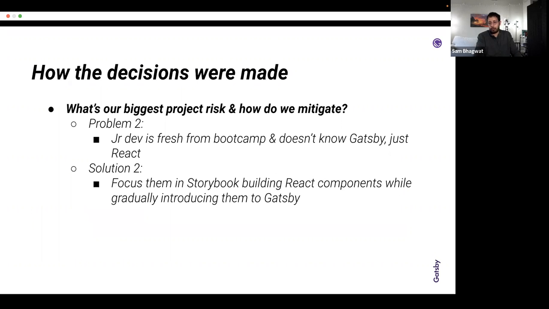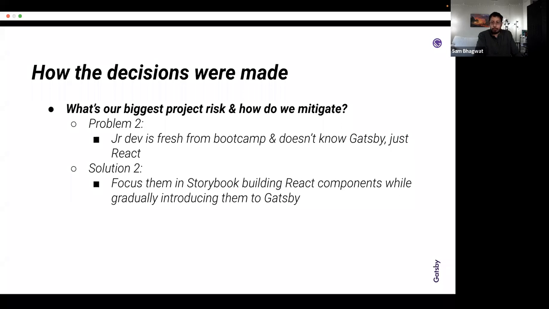And then the second project risk: a junior dev, fresh from boot camp, who just knows React, is doing Gatsby for the first time. Anytime there's someone that's super junior on the project, you have to think about how you help them be the most productive so the project can go smoothly.